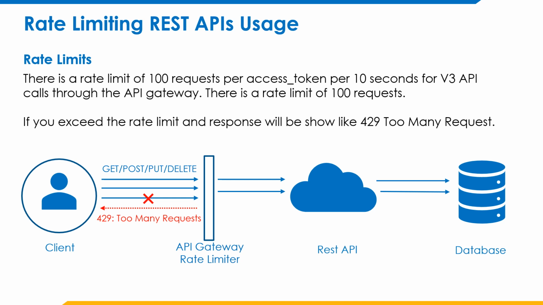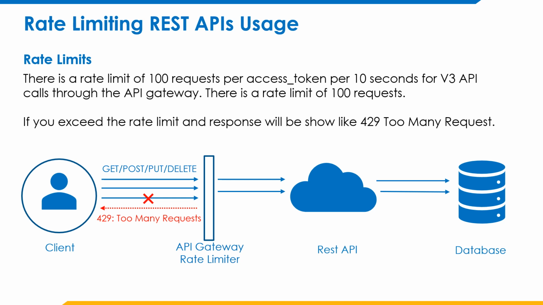In this slide, we will discuss rate limiting in REST API usage. Users who send many requests in quick succession might see error responses with status 429, from a rate limiter that limits the number of requests received by an API within any given seconds. For most APIs, up to 100 read operations per second and 100 write operations per second are allowed in live mode, and 25 operations per second for each in test mode. But in SailPoint IdentityNow REST APIs, there is a rate limit of 100 requests per access token per 10 seconds for V3 API calls through the API gateway.